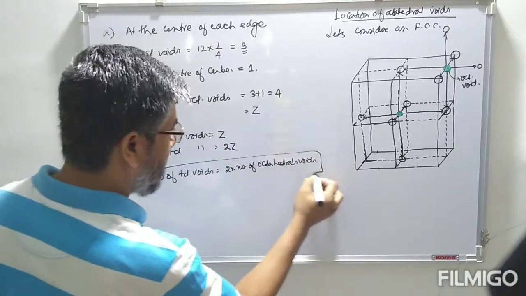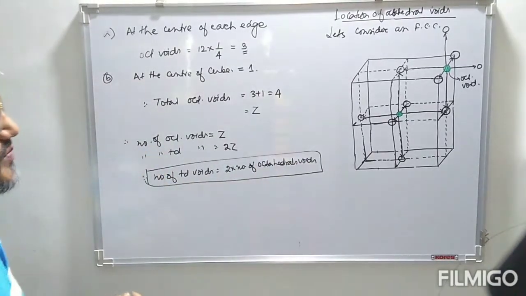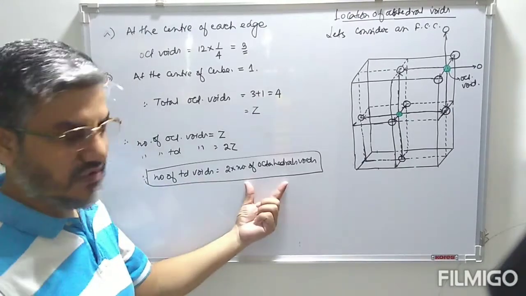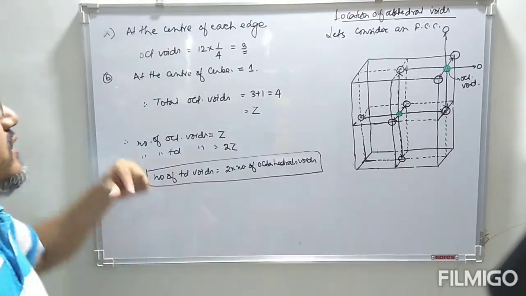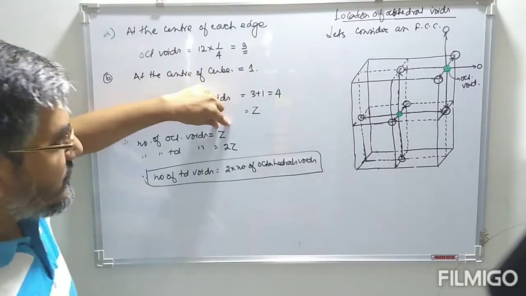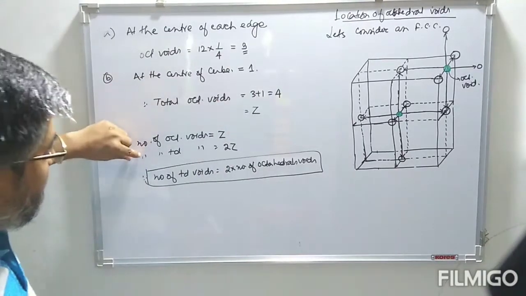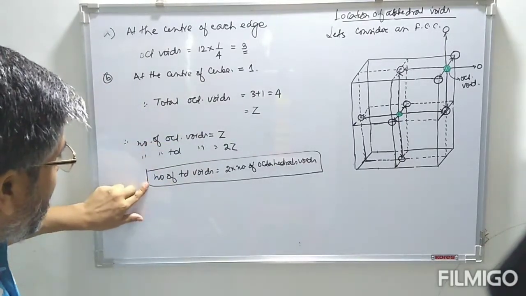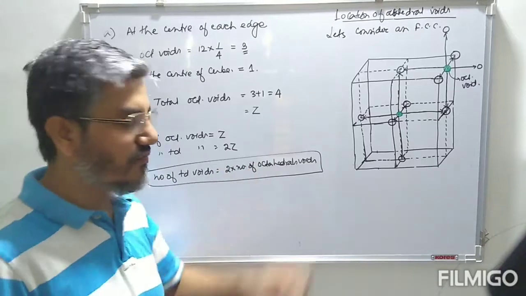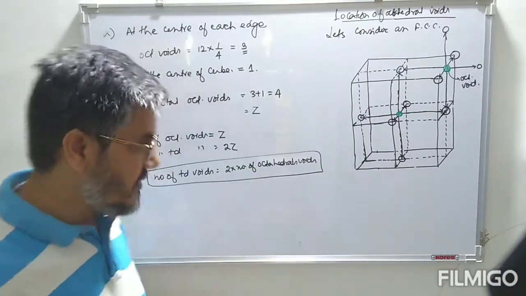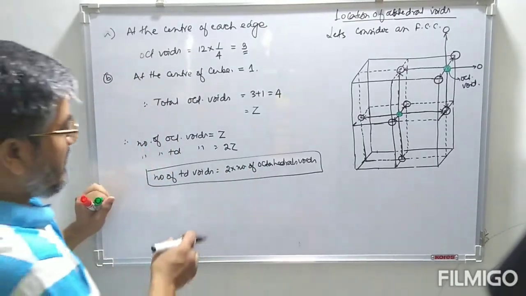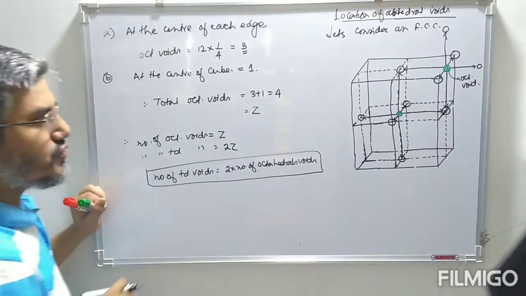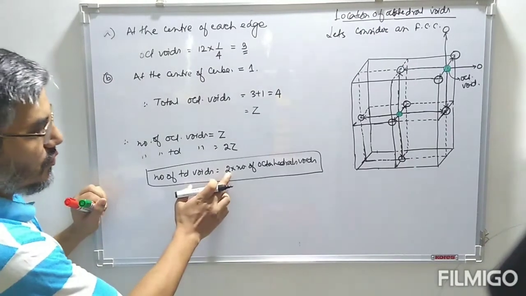So in a cubic close packed structure, the total number of tetrahedral voids is 2 times the number of octahedral voids. The total number of octahedral voids is equal to the effective number of atoms per unit cell. The total number of tetrahedral voids is 2 times Z. So the total number of tetrahedral voids is 2 times the number of octahedral voids, or the ratio of the number of tetrahedral voids to that of octahedral voids is always equal to 2.